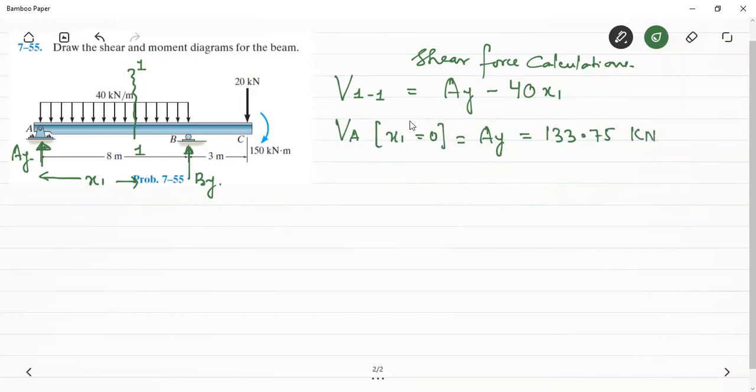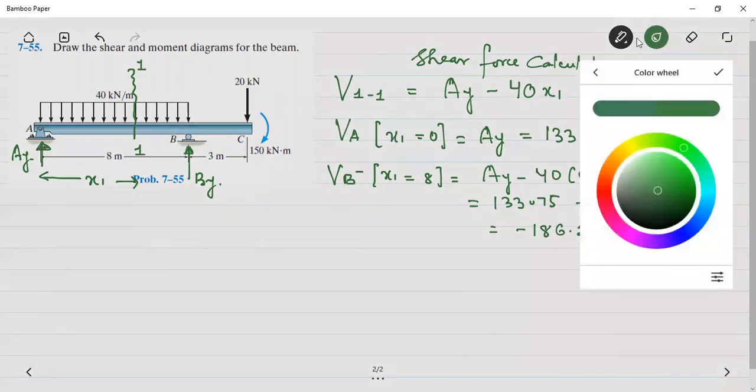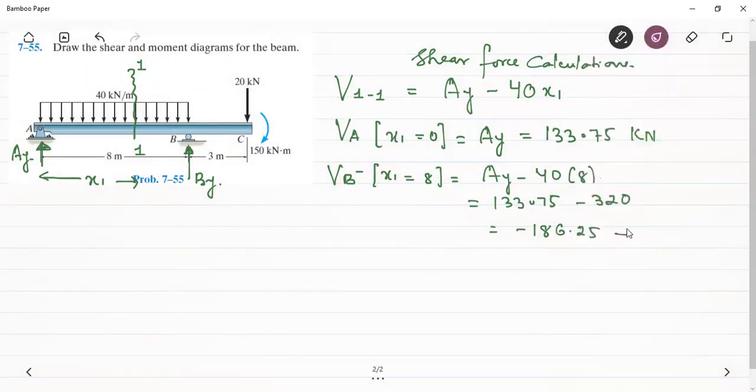And to calculate the shear force just to the left of B, I write it as B minus. I will substitute x1 equal to 8, therefore it will be equal to AY minus 40 into 8, that is 133.75 minus 320, and this will be equal to minus 186.25. So this shear force is just to the left of B.